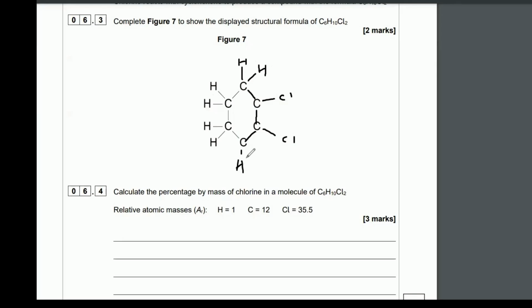And we're going to find that we're short on H's. So look, we've got 10 H's there. We've got 1, 2, 3, 4, 5, 6, 7, 8. Where do you think the other 2 H's go?